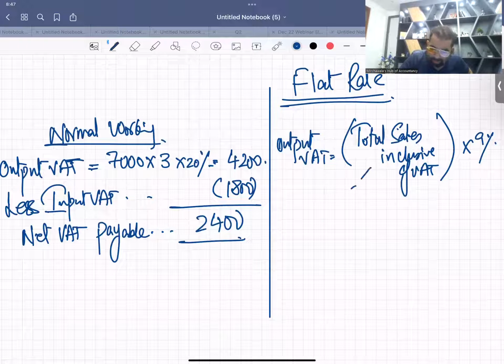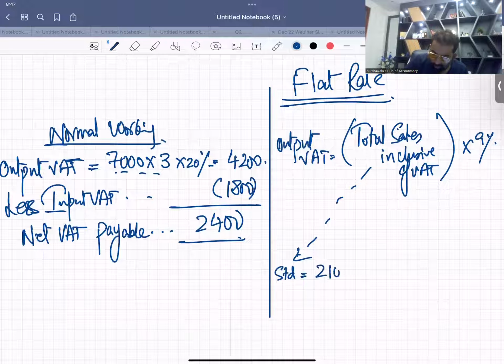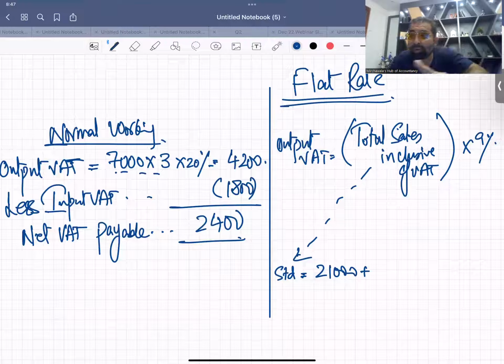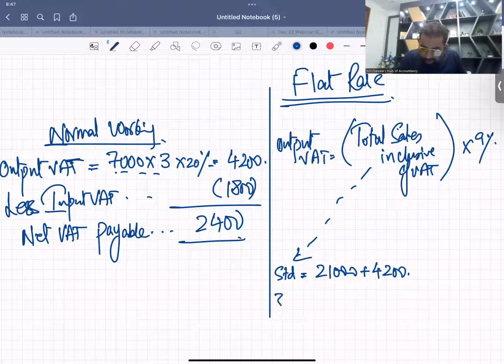Look at here. Your standard rated sale was 21,000, plus you need to make it inclusive. Total sales inclusive of VAT. And yes, on standard rated sales there is a VAT. So how much VAT is it? It's 4,200.